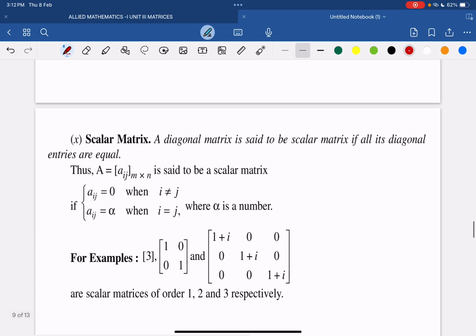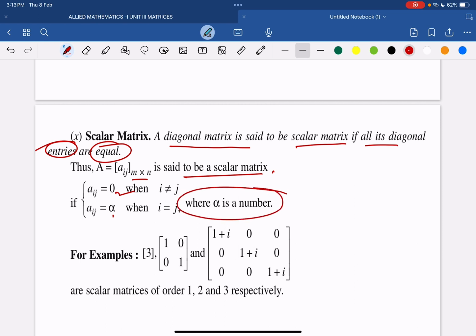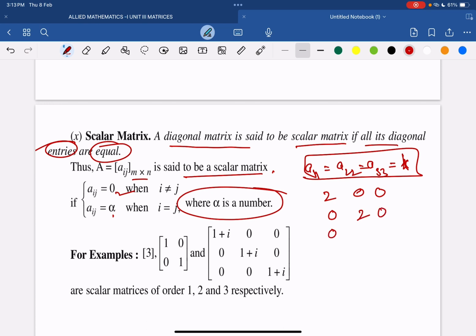Next, scalar matrix. A square matrix or a diagonal matrix is said to be a scalar matrix if all its diagonal elements are equal. That is, A equals Aij, an m by n matrix, is said to be a scalar matrix if Aij equals 0 for i not equal to j and Aij equals alpha, the same number, for i equal to j. For example, A11 equals A22 equals A33 when it is 3 by 3. All these elements are equal. So 2 0 0, 0 2 0, 0 0 2. This is an example of a scalar matrix of order 3 by 3.